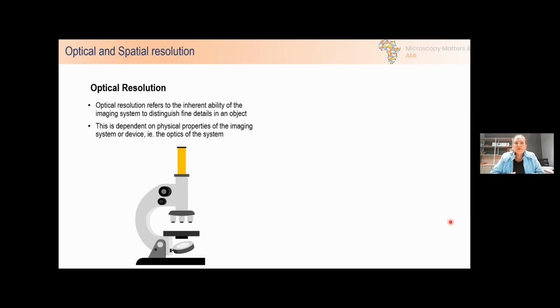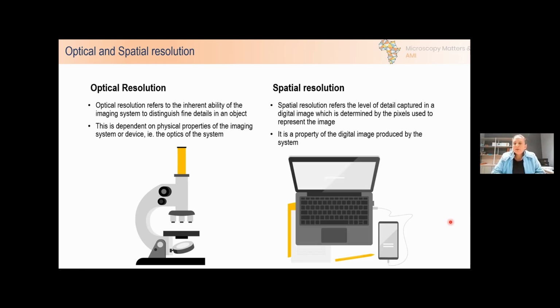Let's look at optical and spatial resolution. Optical resolution refers to the inherent ability of the microscope or your imaging system to distinguish the fine details of your object. It's dependent on the physical properties of the microscope, like your objectives, the numerical aperture, all the optics of the system. When we talk about spatial resolution, it refers to the level of detail that is captured in your digital image, which is always determined by the pixels that you use to represent that image. So it's a property of the digital image produced by the microscope.